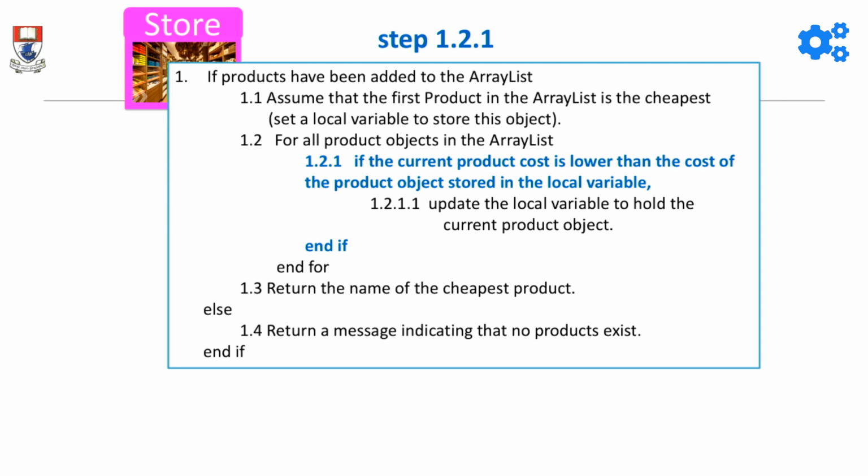It's an if statement. How would you write if the current product cost is lower than the cost of the product object stored in the local variable? Your local variable is going to be one part of the if statement. You're going to be comparing it to something else. And I'd like to see how you have a go at answering that.